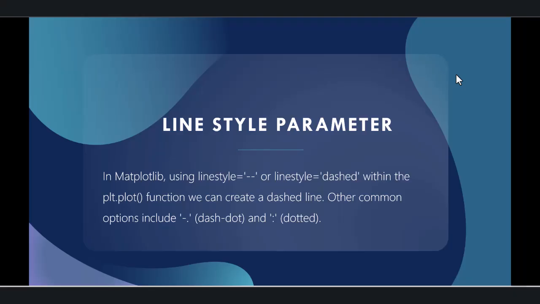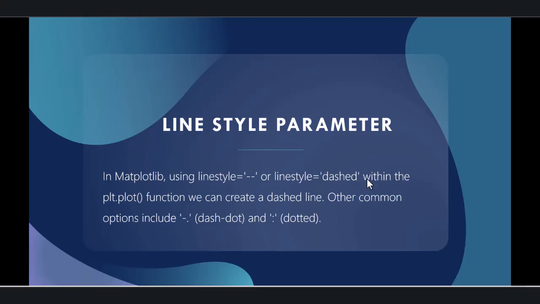In Matplotlib, using linestyle equals dashed within the plt.plot function, we can create a dashed line. It means in the plt.plot function, by using the line style as hyphen or dashed, we can create dashed lines. Other common options include dashdot and dotted. In these ways, you can create the dashed line using the line style parameter.